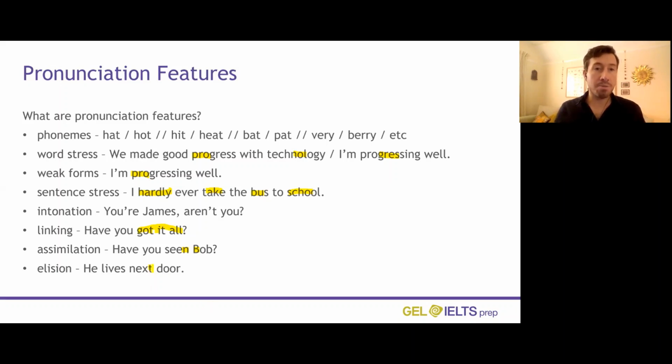And it's very common when you have T sounds at the end of words and then another consonant after them. So it's "next door," not "nekst door." So we call that elision. So these are the features of pronunciation.